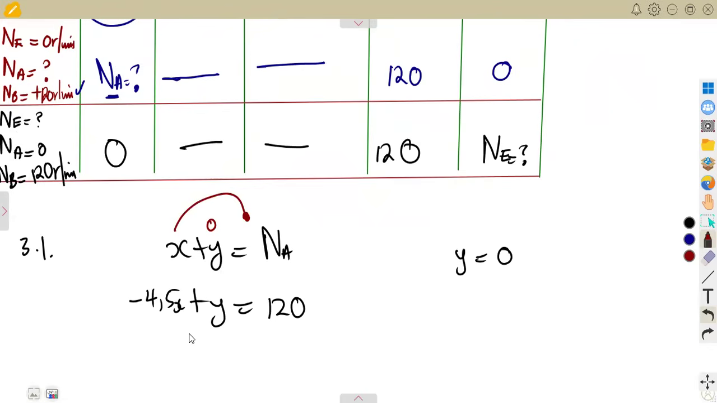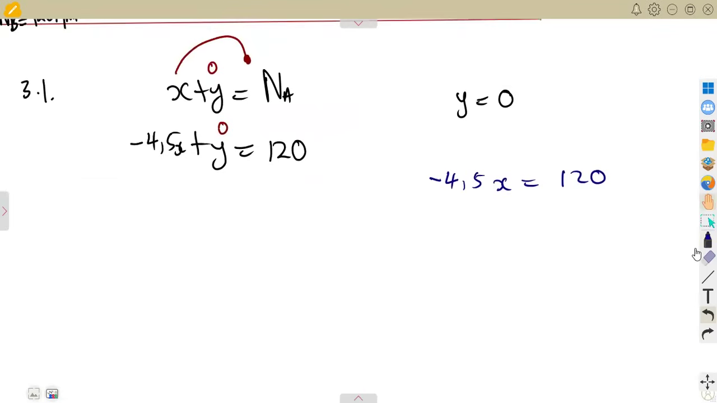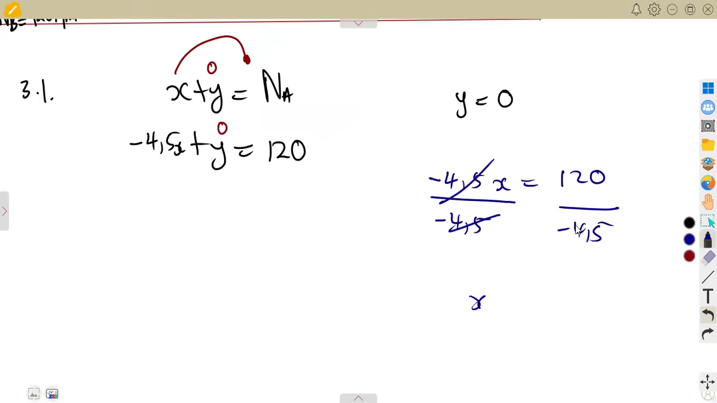So by calculating x, we are calculating the speed of what? Of A, which is the annulus in that case. All right, y is 0 there, so I can take advantage of the second equation because I'll be left with minus 4,5x being equal to 120. It's a straightforward equation that I can use to calculate x. If I divide by minus 4,5 both sides, I can have the value of x.